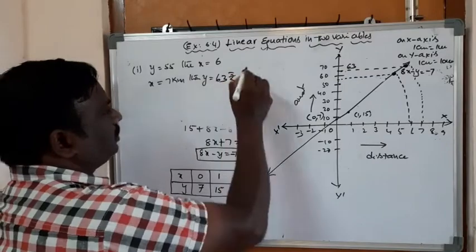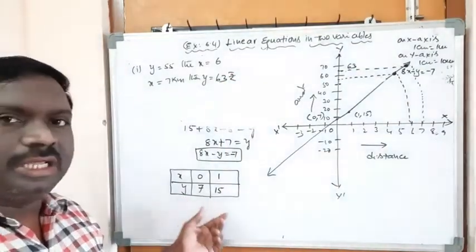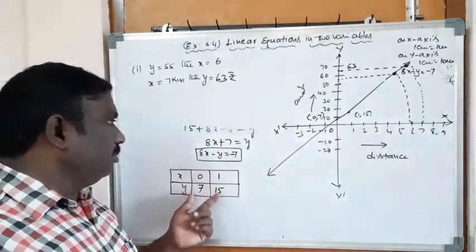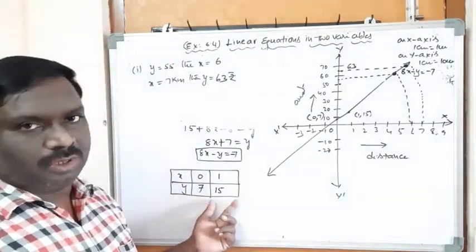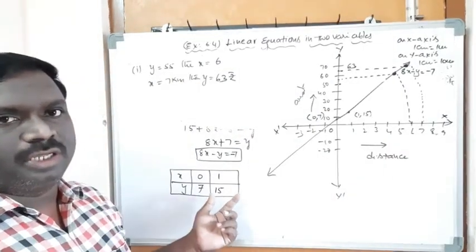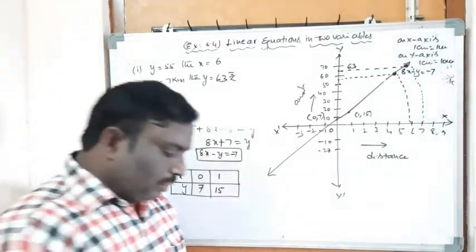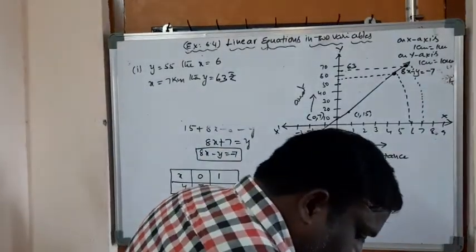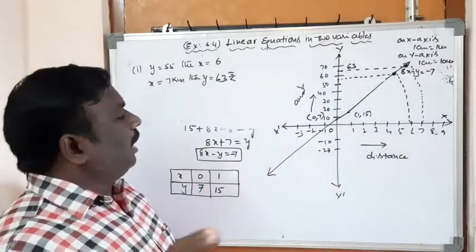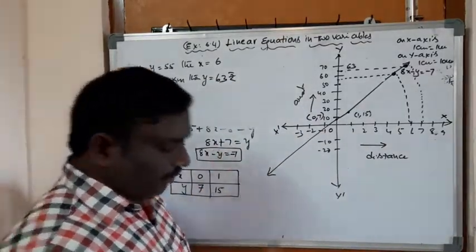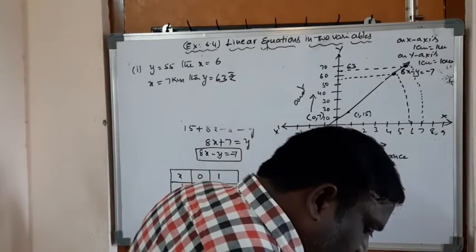63 rupees. Okay, there is no use of this table for these questions, we can only draw the line. We will use this table, except for that we cannot use this table for the remaining things. Okay, so like this we have to do the solutions. Now see one more question. First you have to frame the equation, after that table, after that graph, and then the fourth and fifth questions you can do.